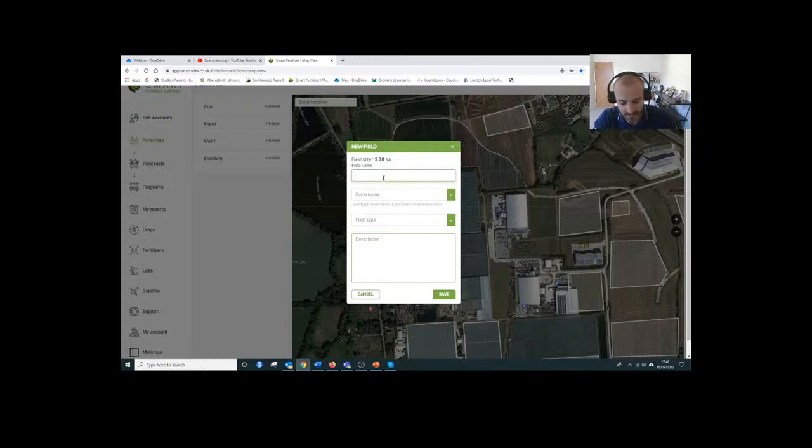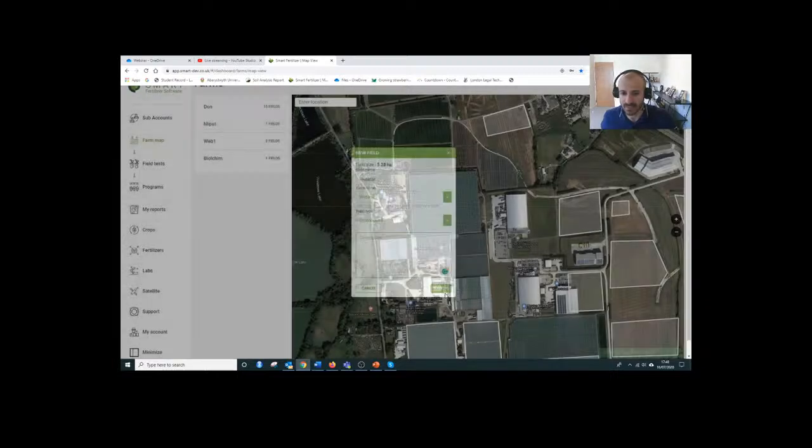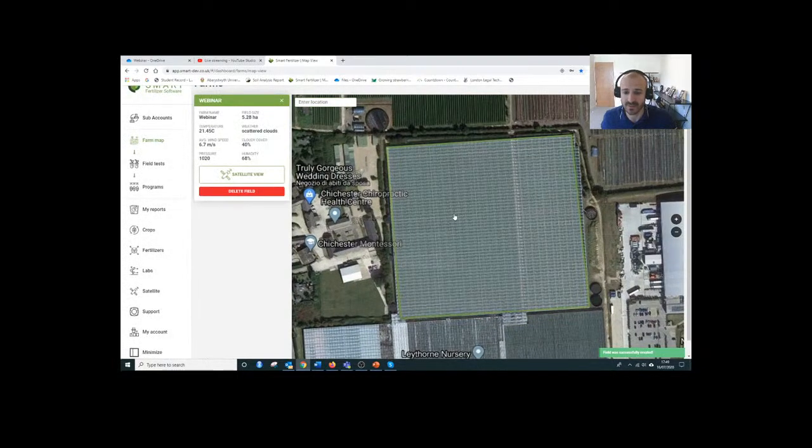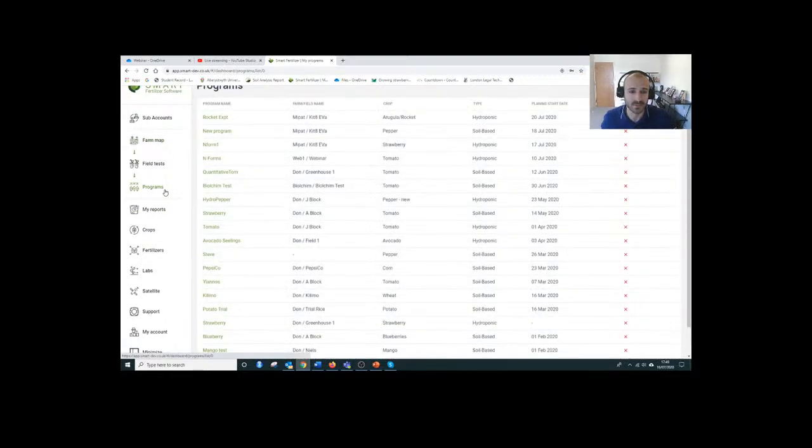Let's call it, we created a farm, and we can call it webinar as well. Field type, greenhouse, okay? Description, if you need to add some information regarding special trials, etc. I click on save, and I created my field. As you can see, I get some general information about the temperature outside coming from our satellite service, but it's something that is not going to affect the calculation.